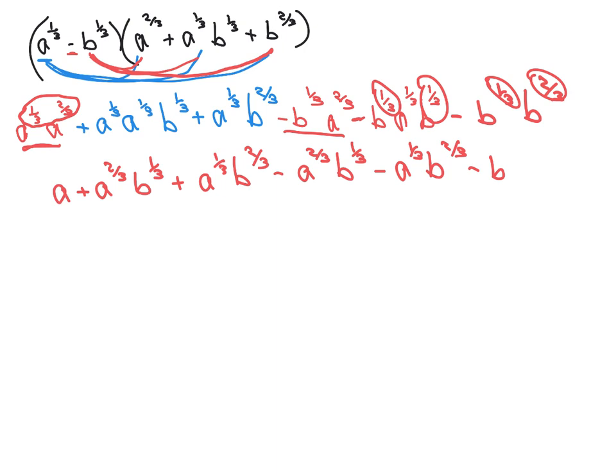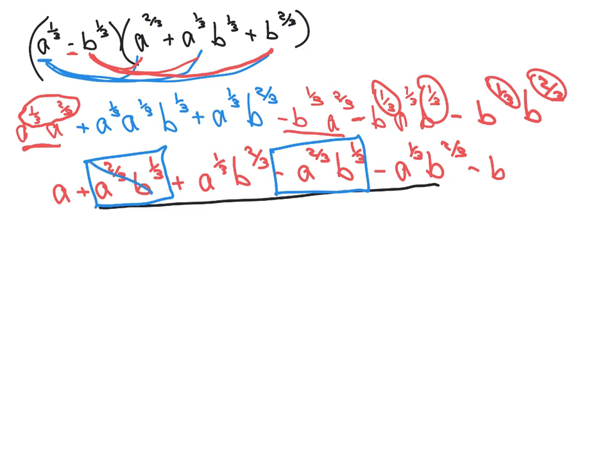Okay, so now let's look and see what I can do with this stuff right here as far as combining like terms. So b to the 2/3, b to the 1/3. I have another one here. Because I'm subtracting, putting a positive and a negative together, those go away. And I've got a term there, and I've got a term there. Because this is positive and this is negative, those go away. So I'm left with a minus b for my answer.